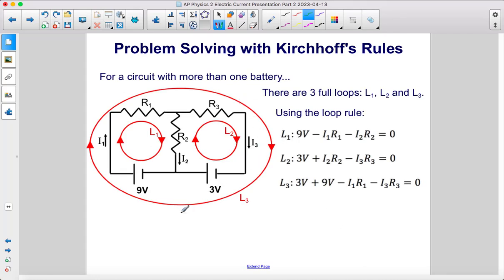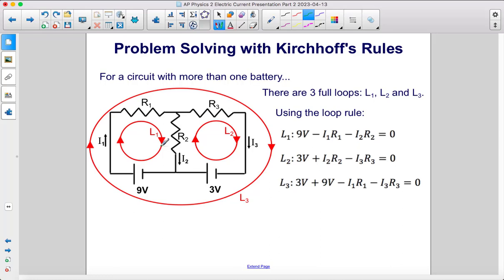Let's look at a circuit that has more than one battery. So here we have a 9-volt battery and a 3-volt battery. So we will have to use Kirchhoff's loop rule here. We have 3 loops. Here, here, and all the way around. So let's use the loop rule.